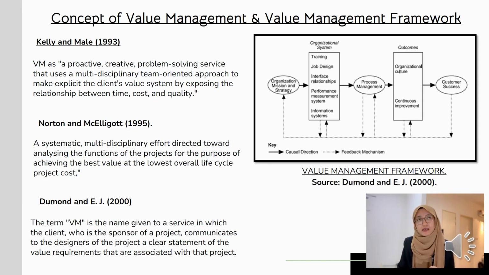And the third is stated by Wan and EJ 2000. The term value management is the name given to a service in which the client, who is the sponsor of the project, communicates to the designer of the project a clear statement of the value requirements that are associated with that project. So as you can see, this is the example of the value management framework by Wan and EJ 2000.